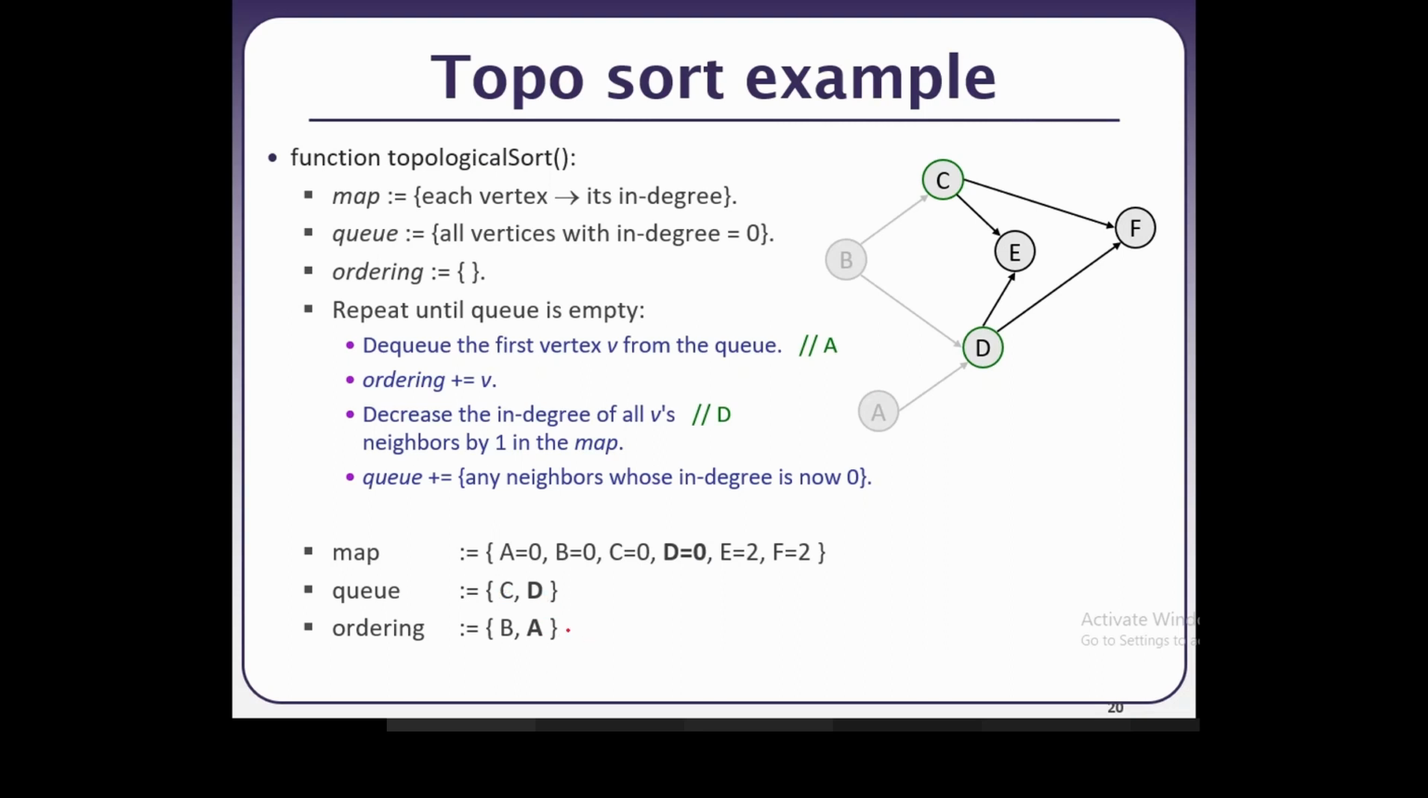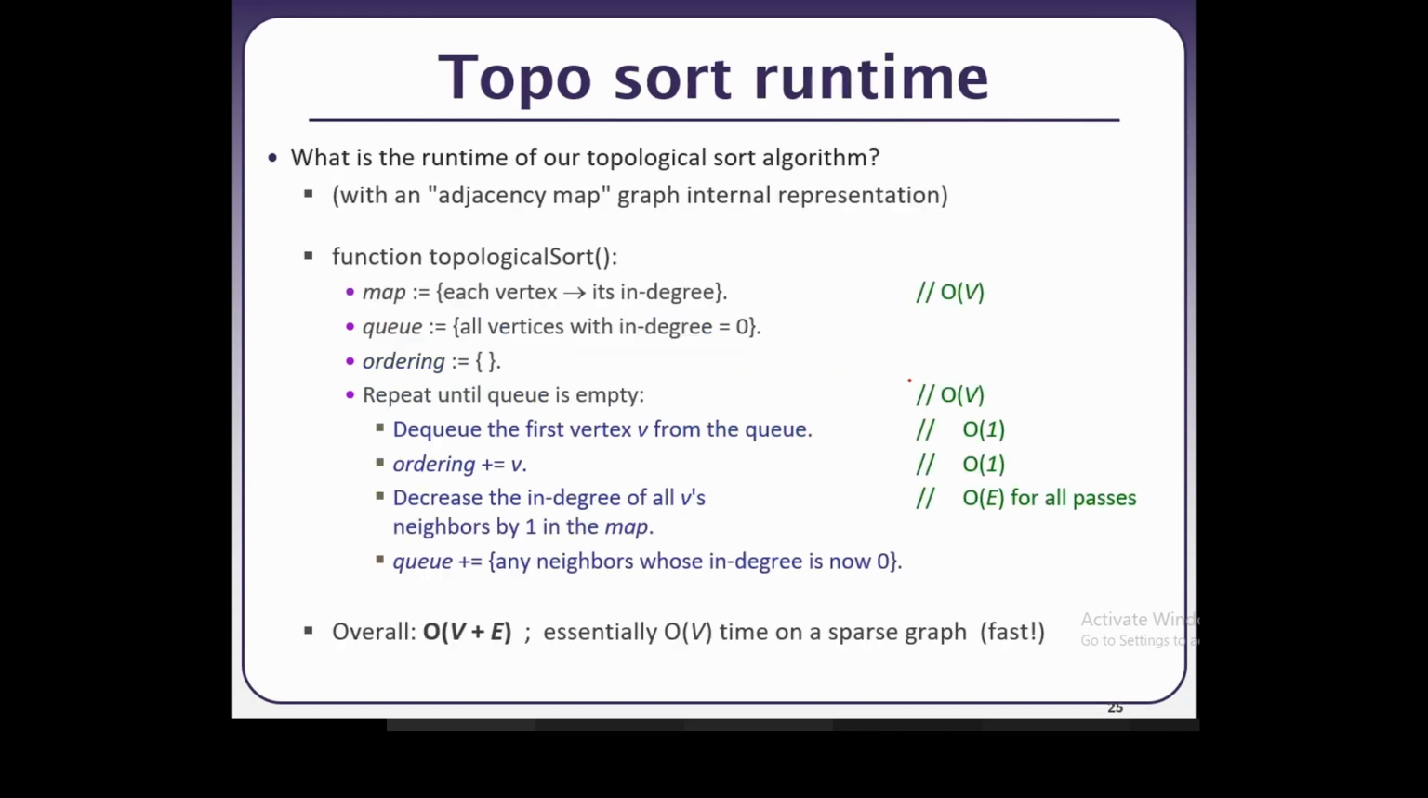Now C will be out, so C will come here, and C's adjacent nodes E and F get in-degree 1-1. Now D will come out, D will be here, and the in-degree of E and F will come here. So here we have F, E, so one F will be here, then E will be here. So this is the topological sequence ordering of these tasks which are dependent on each other.